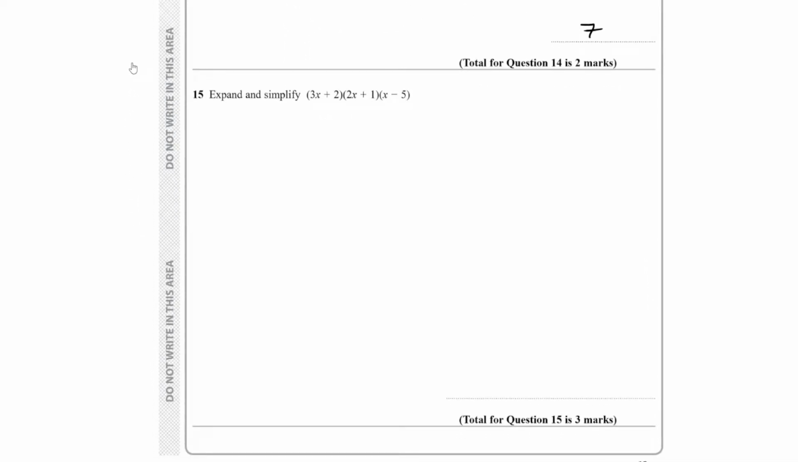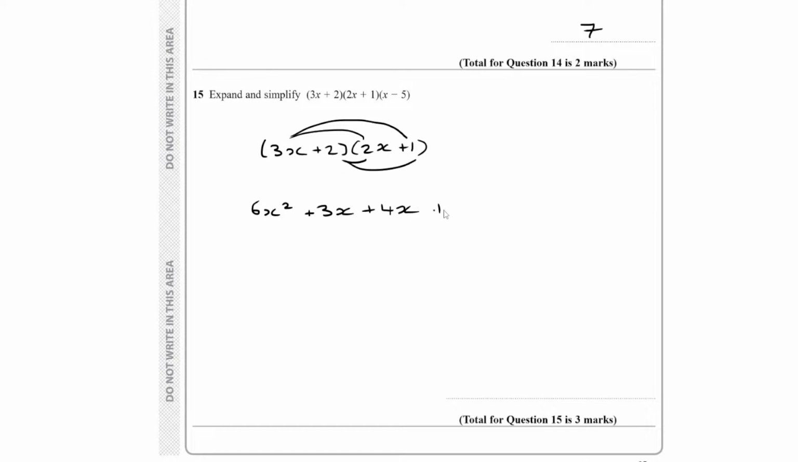Question 15, expanding triple brackets. This one comes up quite a lot in either paper 2 or paper 3, so quite a nice one, I think. So I normally just take the first 2 and expand them. You could technically expand them in whichever order you like, but I just follow the order that they're given me. So that would be 6x squared. Just be careful when they've got coefficients in front of x as well. Plus 3x plus 4x plus 2. And then I would simplify this before I bring back the third one. So 6x squared plus 7x plus 2. And then I'm going to multiply it by x minus 5.